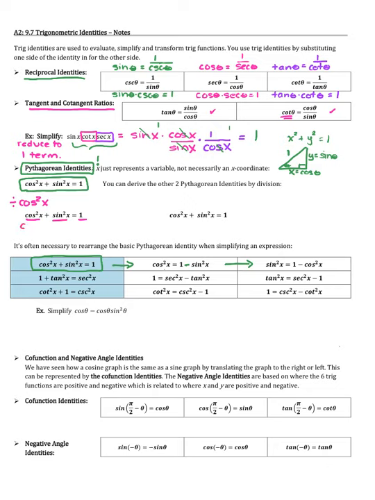So if I divide everything here by cosine squared x, and then use my reciprocal and ratio properties, this becomes cosine squared over cosine squared is 1. Sine over cosine is tangent, so this becomes tangent squared. 1 over cosine is secant, so that becomes secant squared. And that is your second identity here. 1 plus tangent squared equals secant squared.